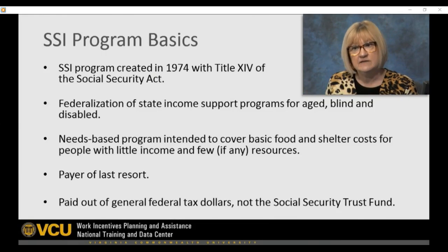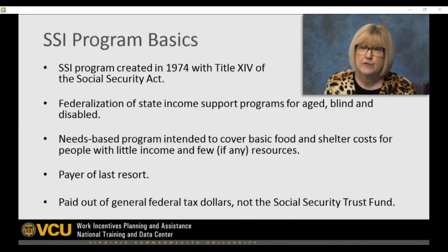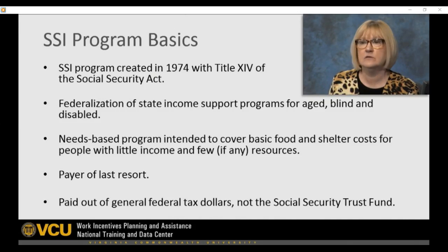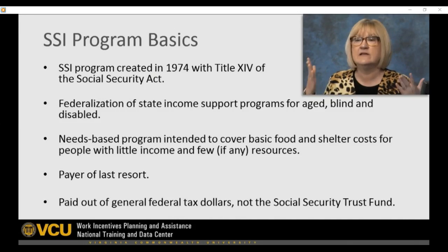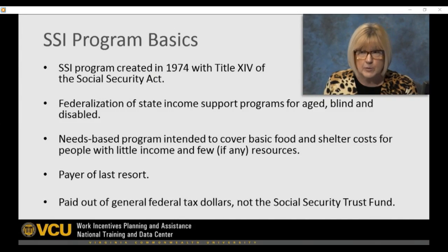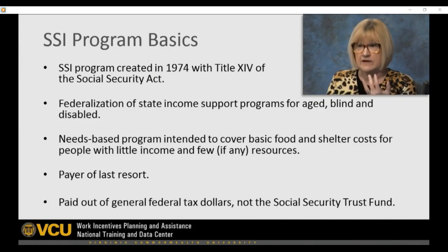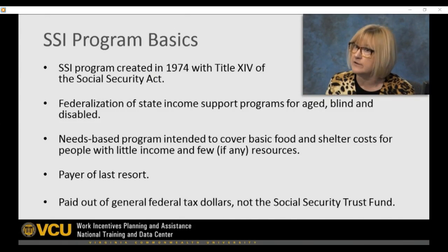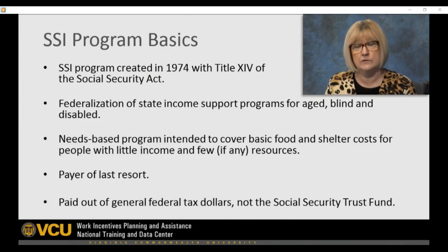So it is a needs-based program, right? Means tested, we talked about that. And it's a program that provides a very basic level of income support to cover the costs of food and shelter. Okay, so it was not intended to be a do-all, end-all. It's very sustenance level income support to pay for the basic costs of food and shelter, and it's available to individuals who meet that adult definition of disability if you're over 18, right, and who have very little income and few, if any, countable resources or assets, right?